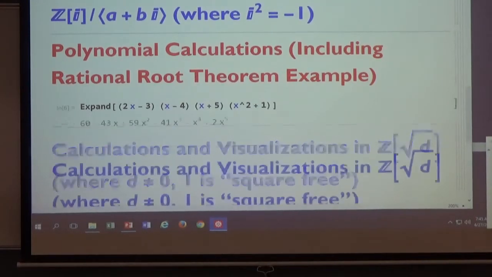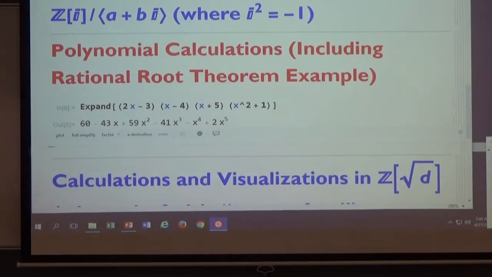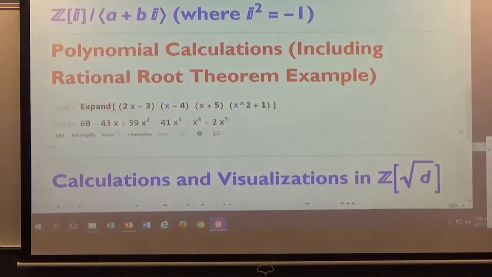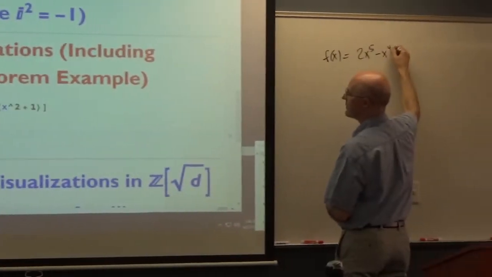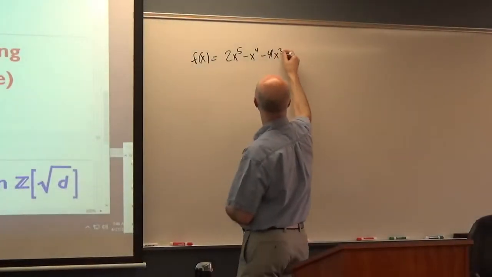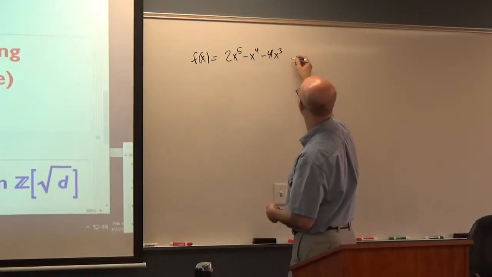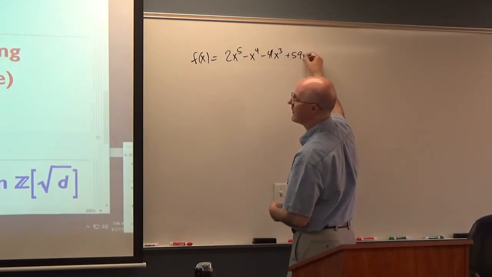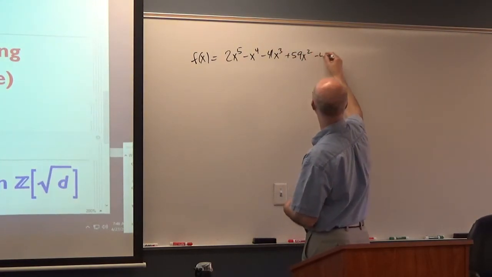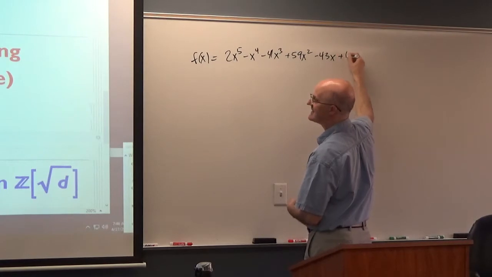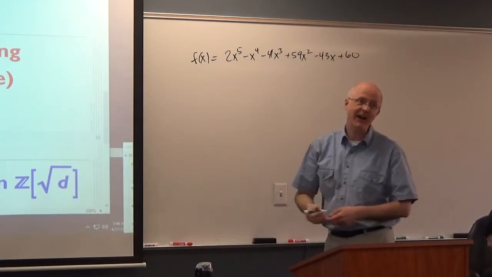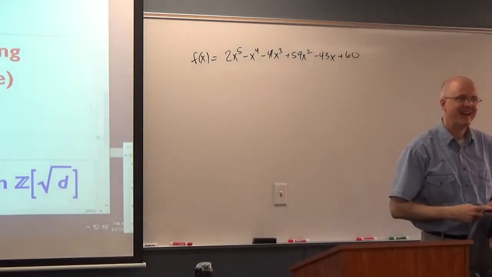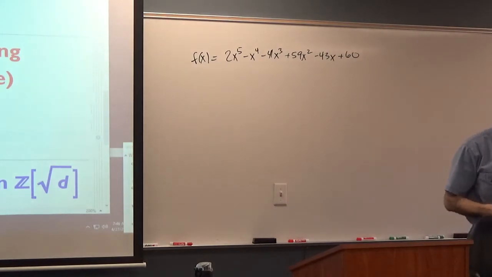You expand this, you see it as a 5th degree polynomial, and so the teacher would say, it's on the test, suppose f of x is 2x to the 5th minus x to the 4th minus 41x cubed plus 59x squared minus 43x plus 60. Yikes. And the teacher says, find all rational roots. And factor as far as possible, perhaps, as well.